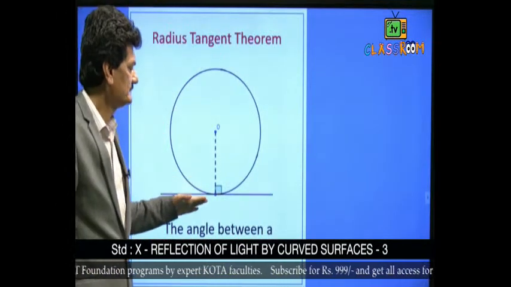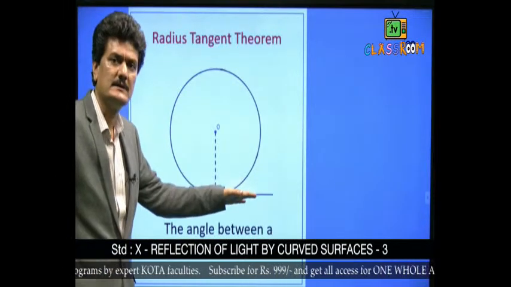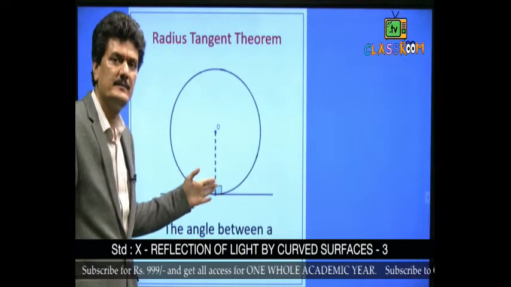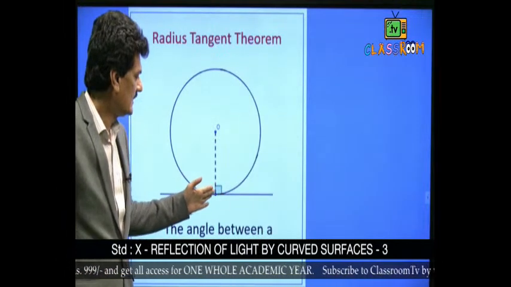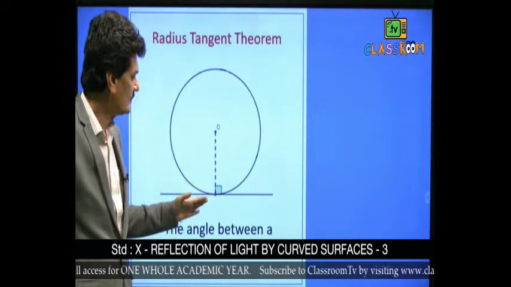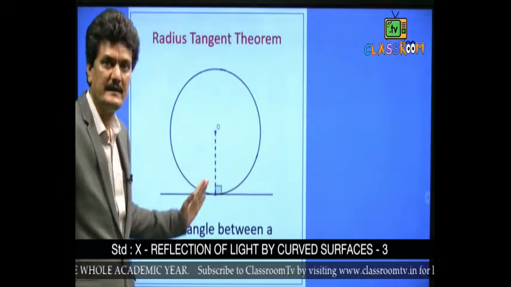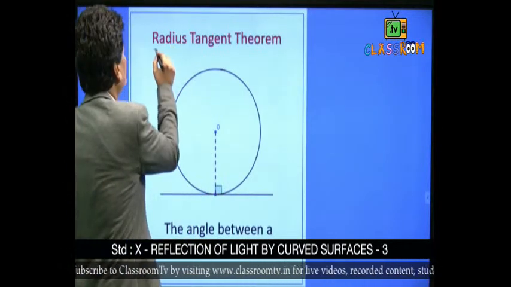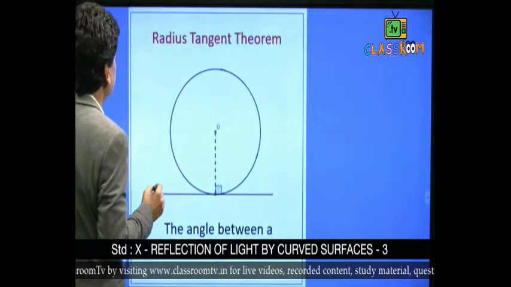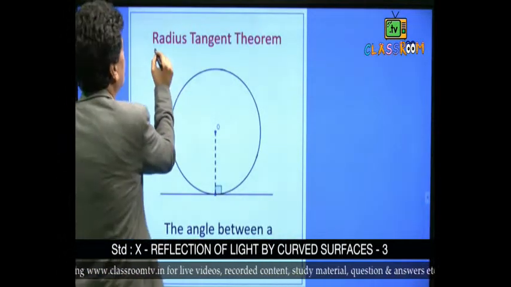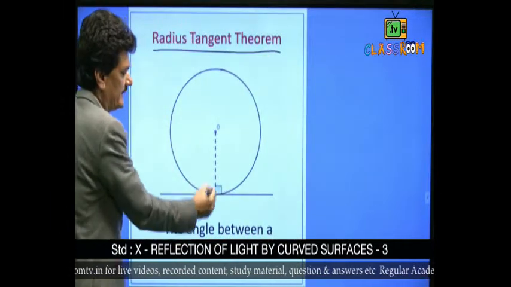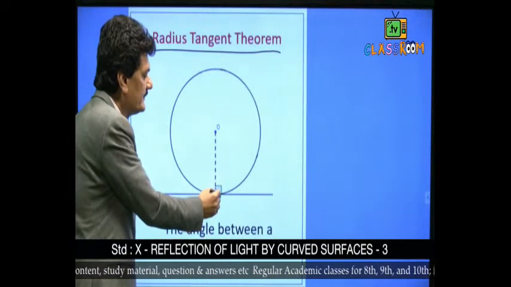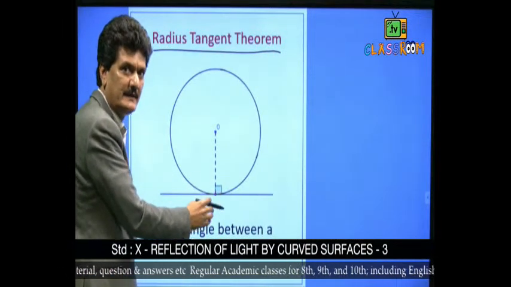What it says is that if you draw a tangent to the circle, then at the point where the tangent meets the circle, you draw the radius. So you have two things here, tangent and radius. And this radius tangent theorem says that the radius and tangent are perpendicular to each other. They make 90 degrees. The angle between them is 90 degrees.